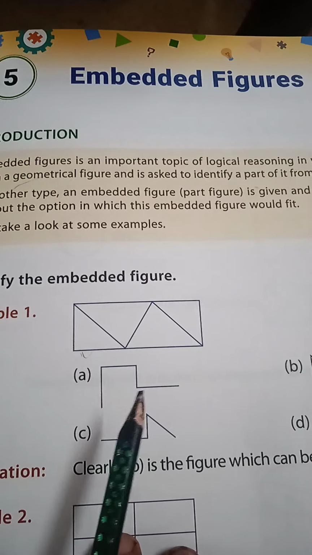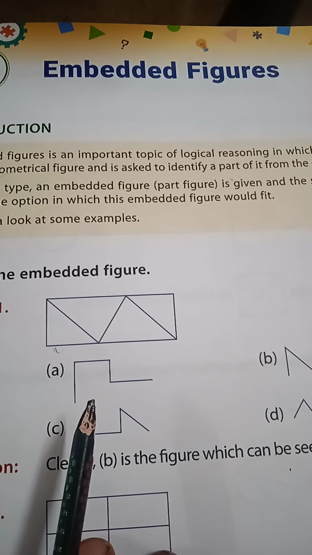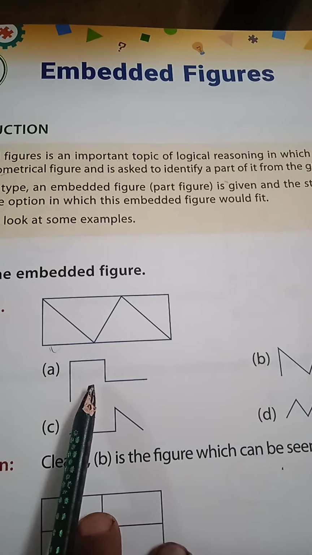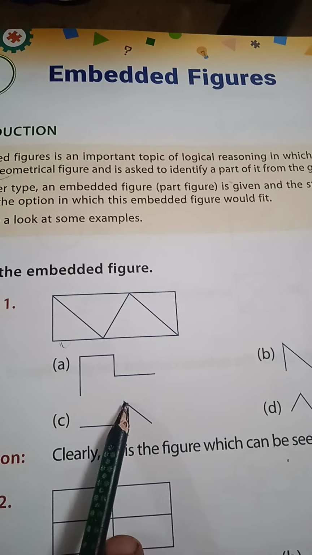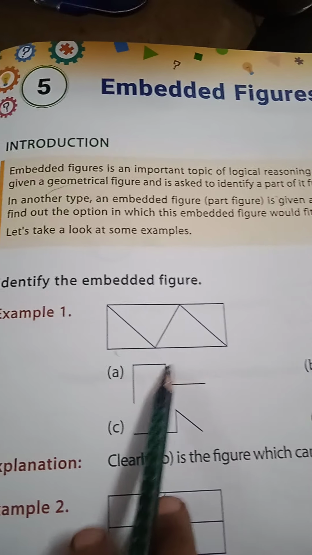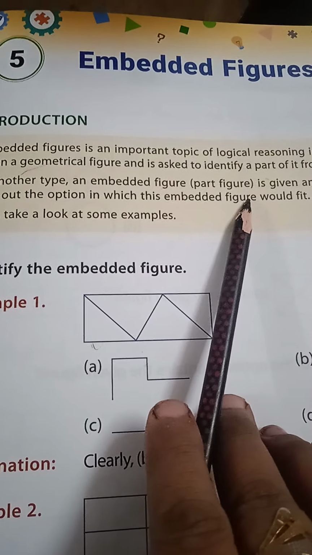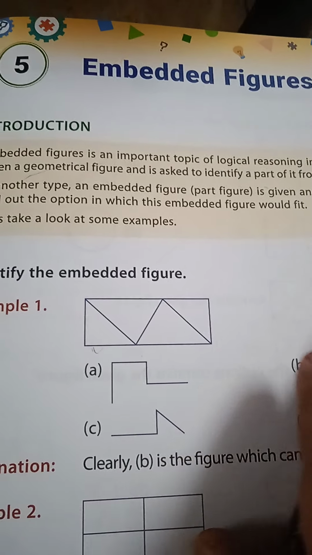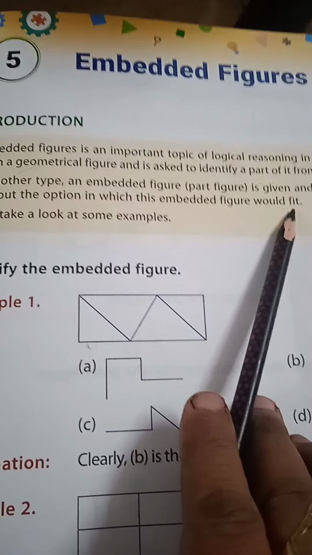Means आपको एक geometrical figure given होगी और उसमें से आपको फोर ऑप्शन दिए होंगे, वो फोर ऑप्शन उस ज्योमेट्रिकल फिगर से मैच करता होगा कोई एक ऑप्शन, दैट इज़ एम्बेडेड फिगर्स। And in another way, an embedded figure or a part figure, embedded figure means a part of the figure is given and the student has to find out the option in which this embedded figure would fit in.